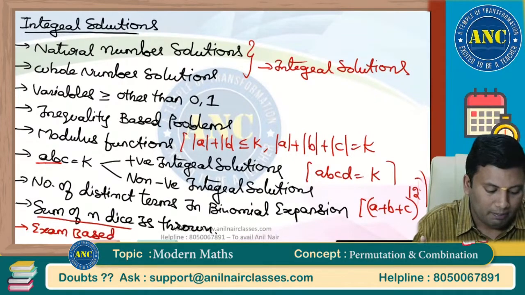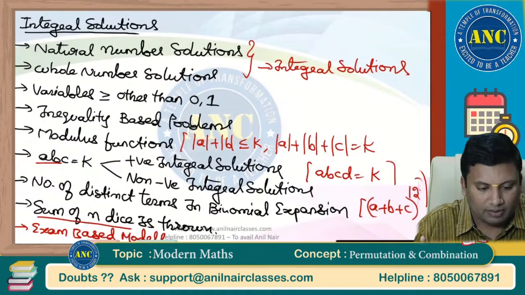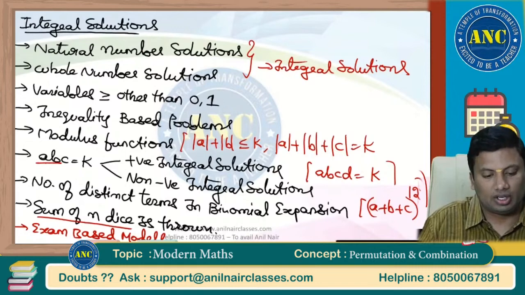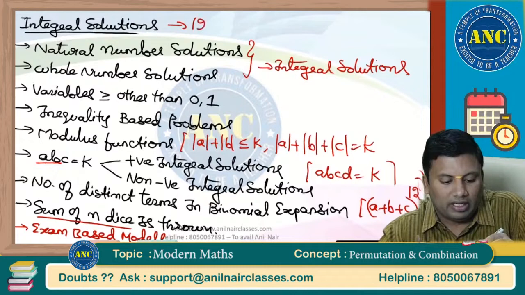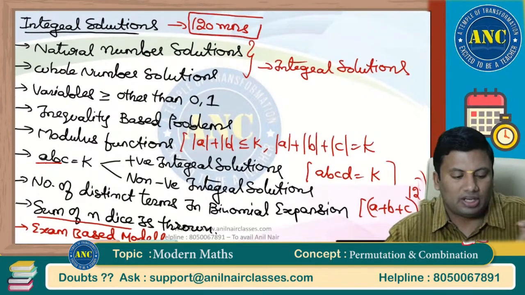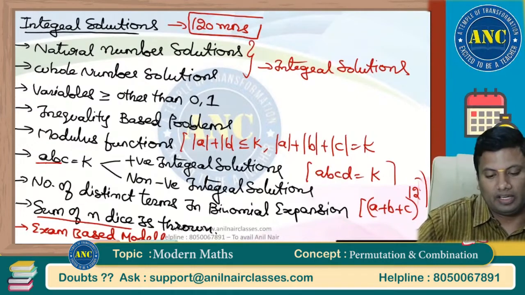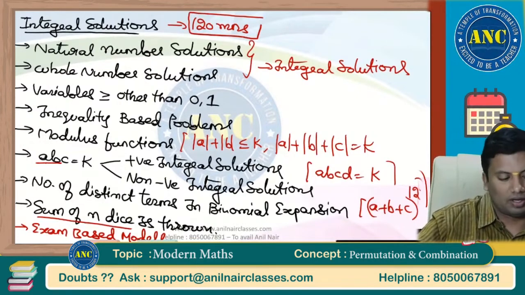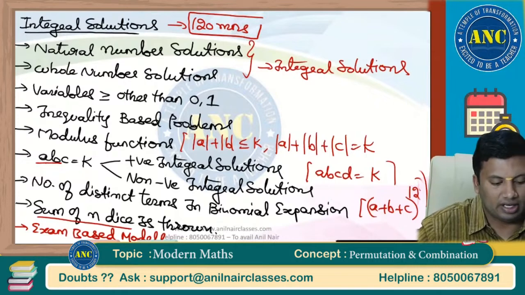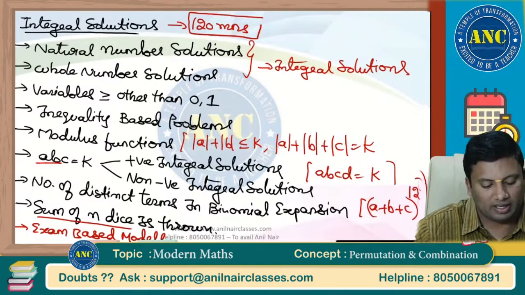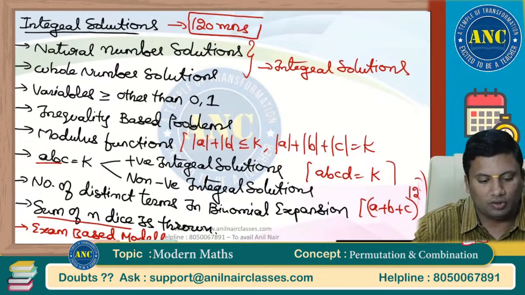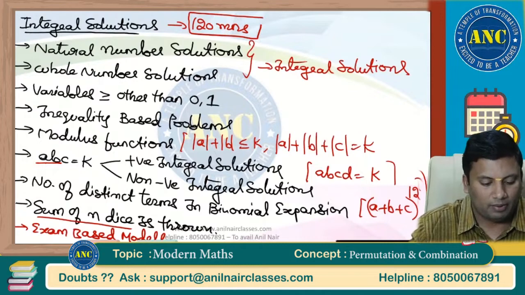Extremely important class. Exam based models. Kindly take a screenshot of it. All these concepts will take close to 120 minutes to complete from permutation and combinations. 120 minutes of continuous problem solving, we will do it. Kindly take a screenshot of this so that you will understand whether I have covered all the models or not: natural number solutions, whole number solutions, variables, inequality based problems, modulus functions.